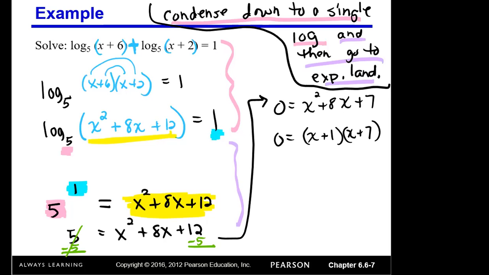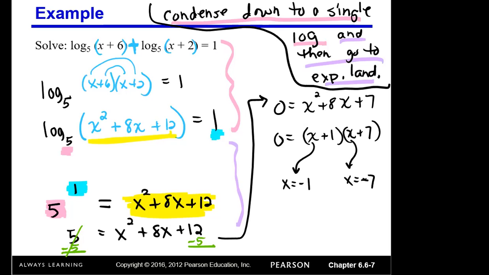1 times 7 is 7 for last times last. Outsides is 7x, insides is 1x. That adds up to the 8, which means my 2 possible answers for x are -1 and -7. Now, you might be inclined to think, wait, I can't have negative x's. No, you can have negative x's. You can't take logs of negative numbers.